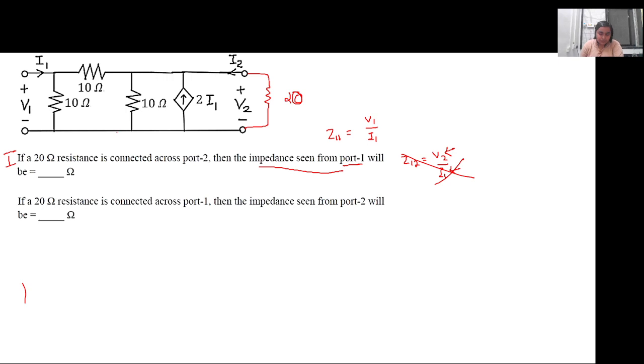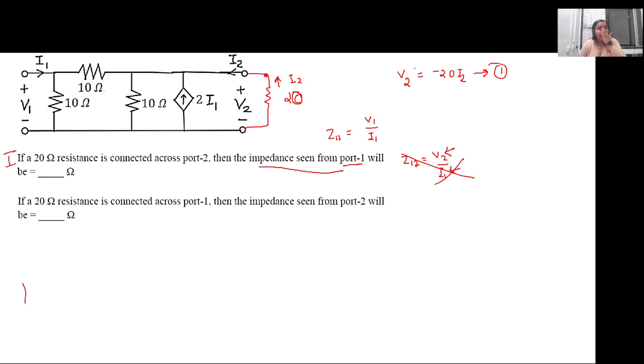So the extra condition that we have now, apart from what we had earlier, is the addition of this 20 ohm resistance. V2 will be equal to minus 20 into I2, because I2 current is flowing in this direction. So this is the extra condition that we have now.